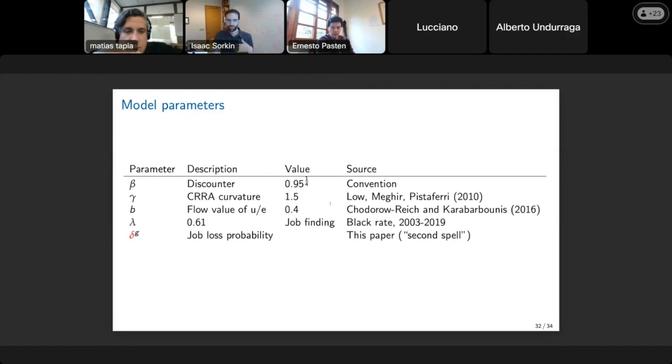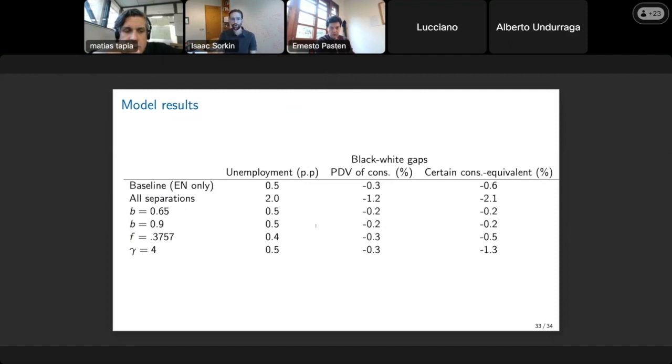So I'll pick what I think of as fairly standard parameters to get some sense of this. This is showing you a bunch of numbers. This top row shows, suppose I'm taking the difference in EN separations, you get a difference in unemployment of about half a percentage point, which is about 10% of the unconditional unemployment gap over the whole sample period.